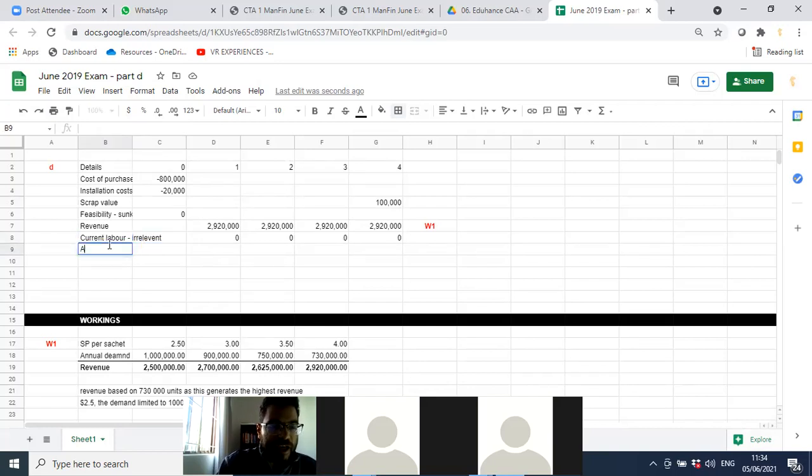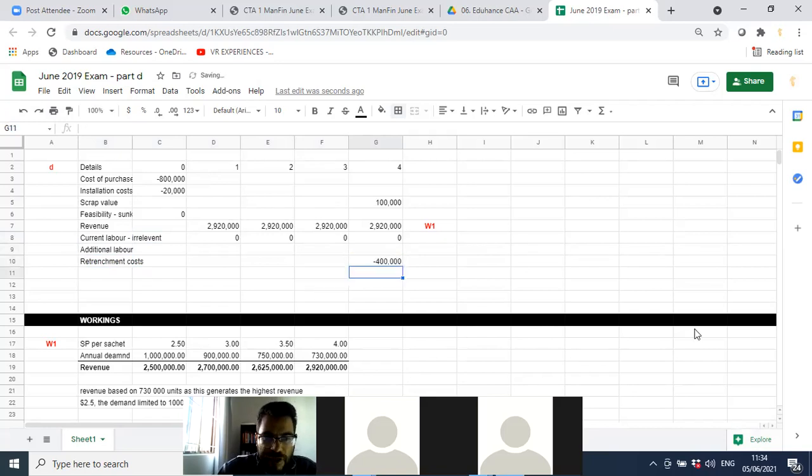Then we're going to say additional labor. Okay, and then we're also going to have retrenchment costs. Retrenchment costs at the end of 4 years, we're going to incur 400,000 as an outflow. So we're going to say 400,000.